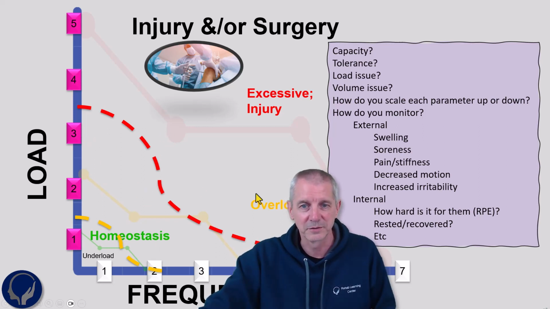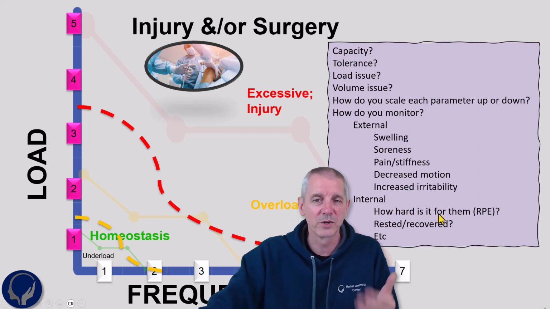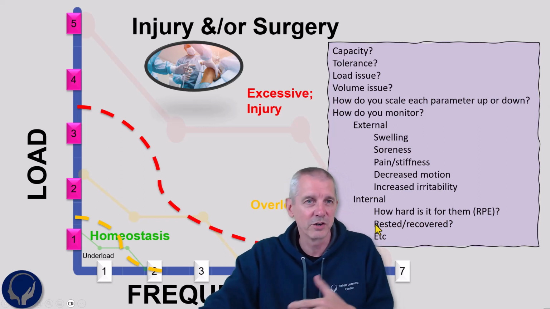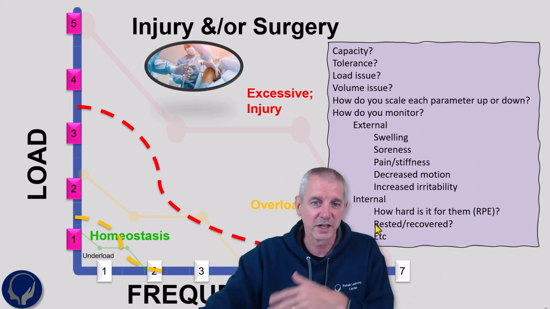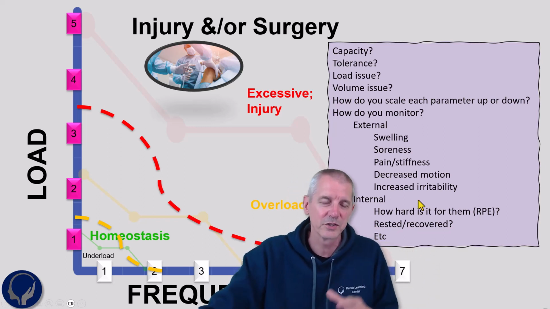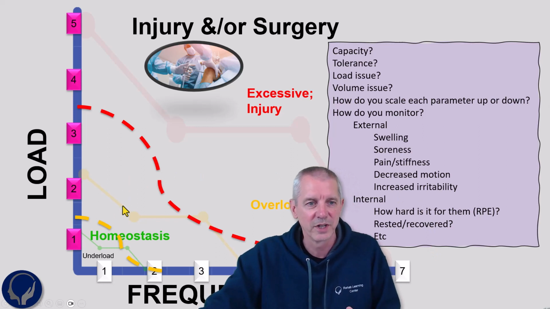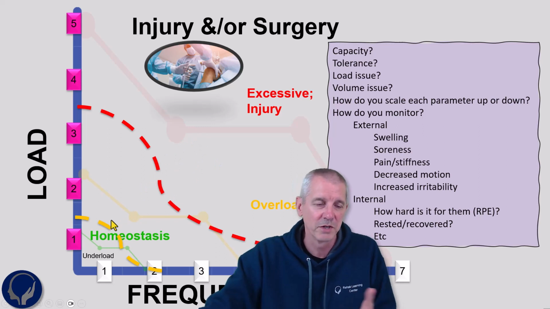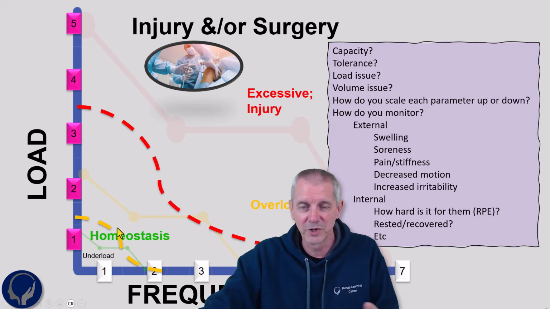Maybe you're doing twice a week and you're up in here versus down in here. Other internal cues: how hard is it for them? What is their rating of perceived exertion? Are you giving them some kind of 0 to 10 scale, like how rested do you feel, how recovered do you feel, those types of things? These are things you want to monitor, because it gives you an idea of whether you're between here and here where you want to be, or up here. That's not good, and it's also not good to be down in underload. If things are too easy, if their RPE is a 3 all the time, that's not where you want to be either.